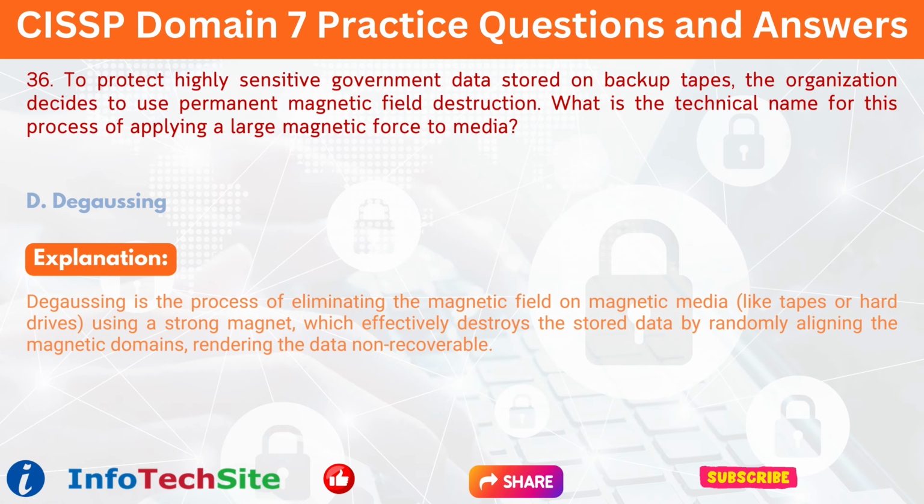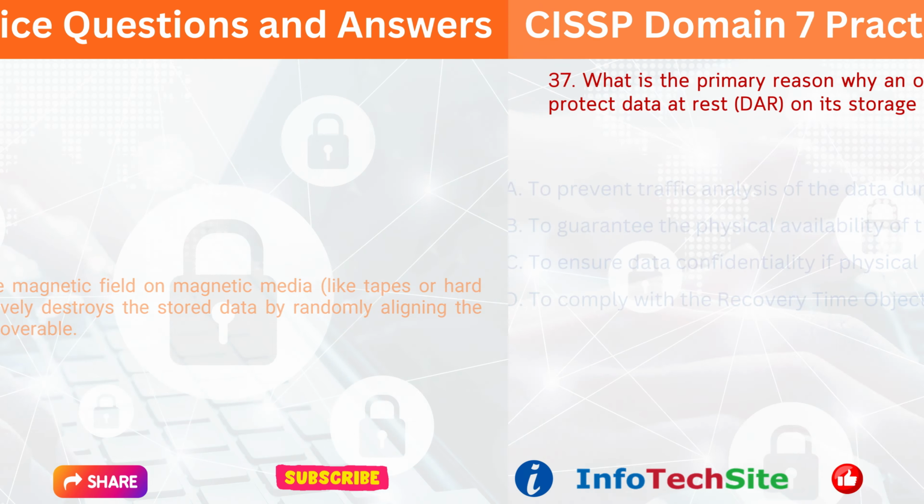Degaussing. Explanation. Degaussing is the process of eliminating the magnetic field on magnetic media, like tapes or hard drives, using a strong magnet, which effectively destroys the stored data by randomly aligning the magnetic domains, rendering the data non-recoverable.